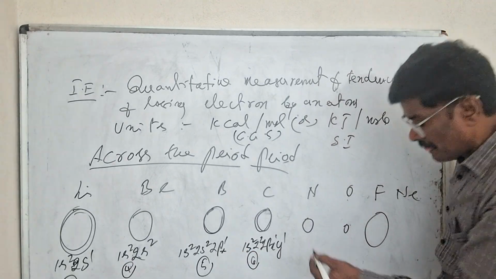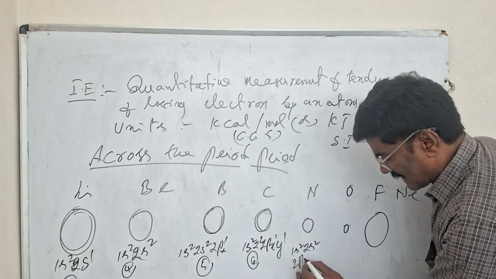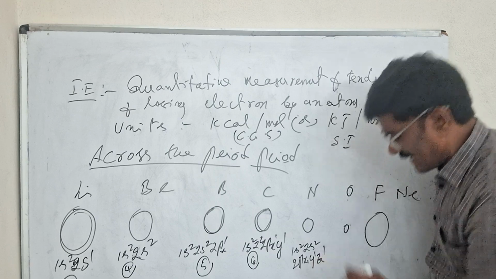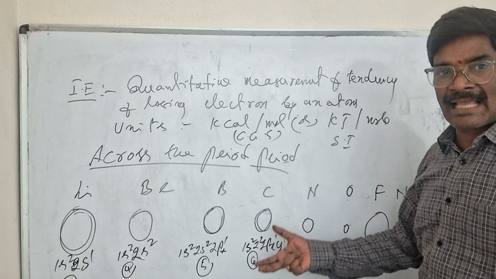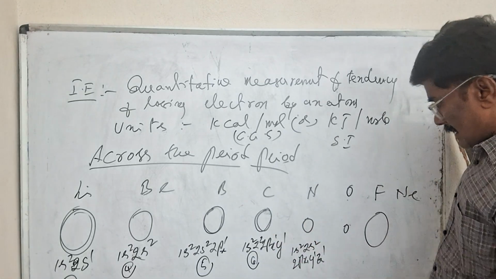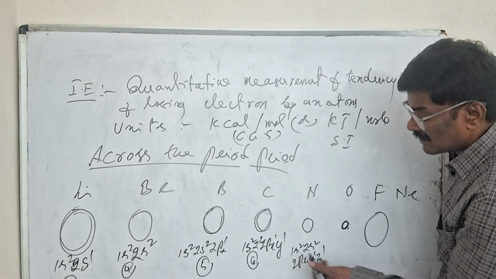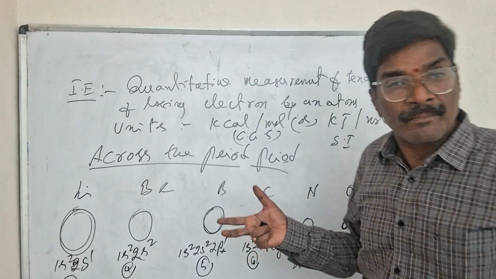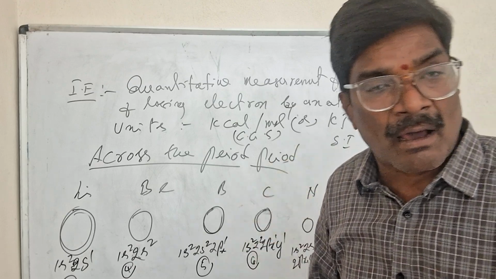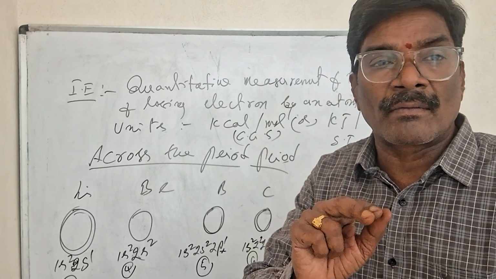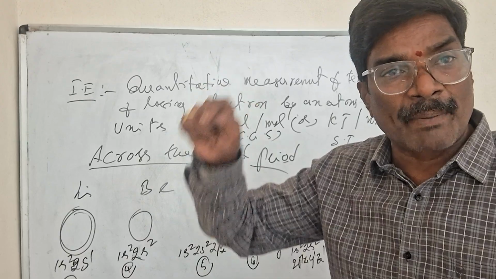When you come to nitrogen, you know very well, 1s2, 2s2, 2px1, 2py1, 2pz1. So you are able to understand, I think, what is happening in the electron configuration. And when you come to oxygen, it is still smaller than nitrogen, and pairing starts. According to Hund's rule, in any sublevel that has more than 1 orbital, the orbitals are first filled with 1 electron each, that means half filled.